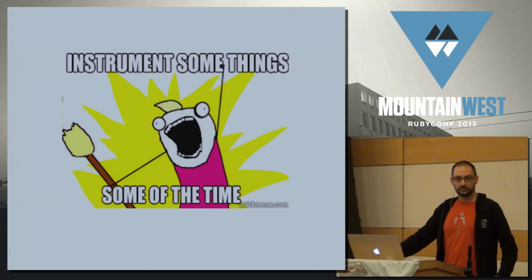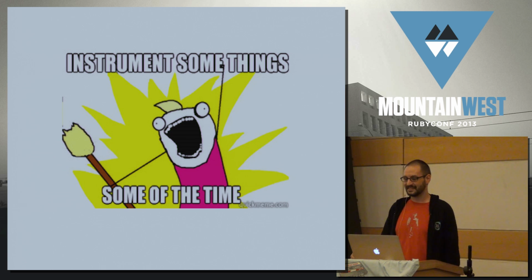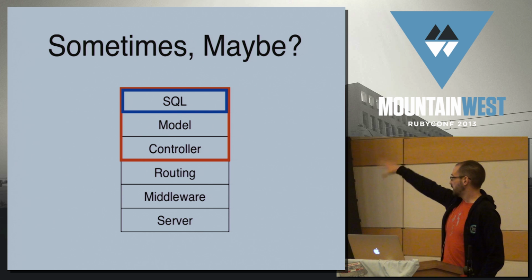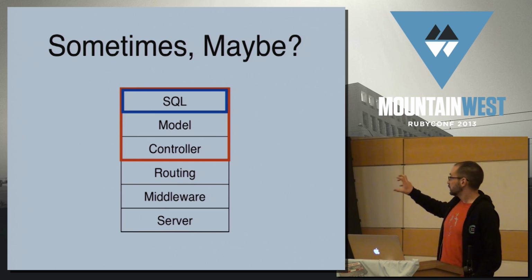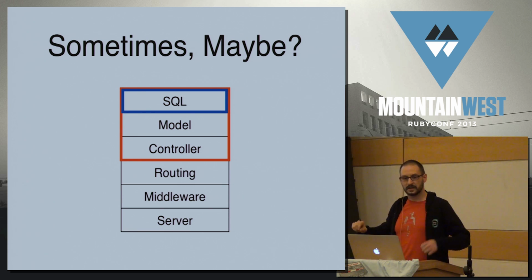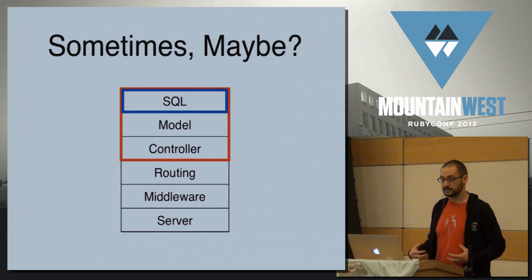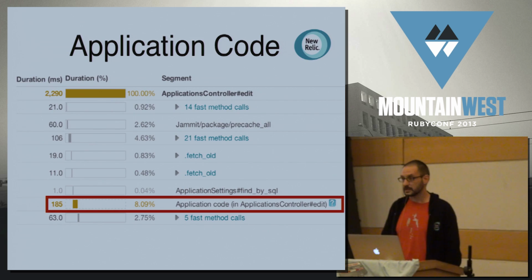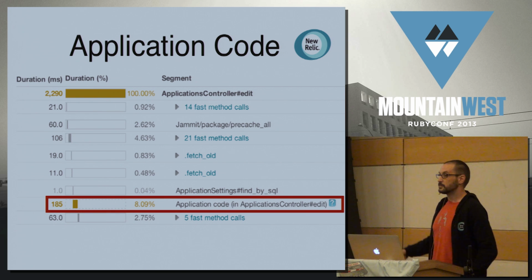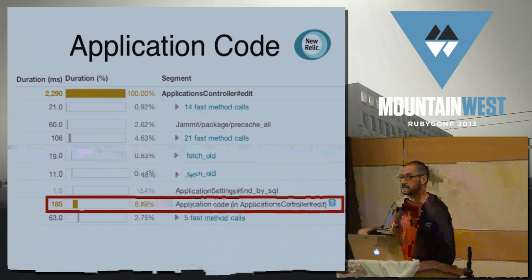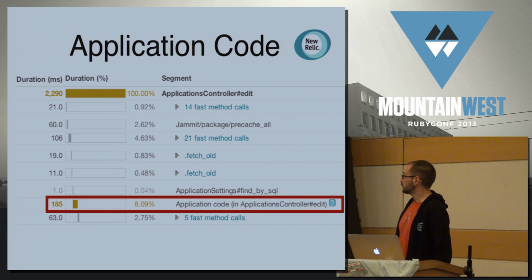So maybe there's another way. Maybe we could just instrument some things some of the time. This is actually an approach that can work in production. If we imagine that we have some sort of typical web stack here, and the colored boxes, the red and the blue, represent a couple of the most important methods that we're talking about, how about we just wrap those in some sort of timing so that we can get that information? Well, working for New Relic, obviously, this is something that we do in practice. This is how we take some of the transaction traces and things that give you these nice graphs of what goes on in your app.